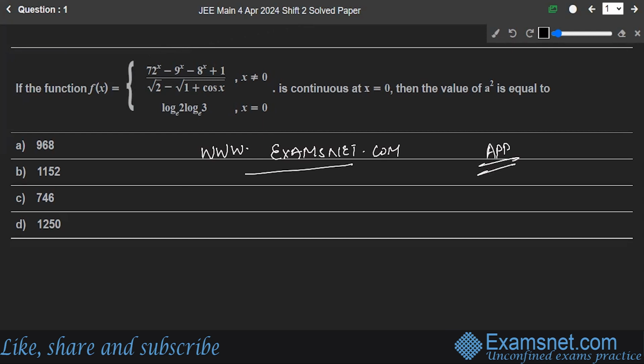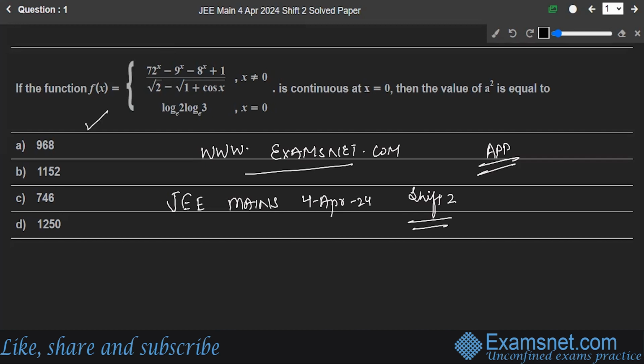So, students, today I'll be solving JEE Mains April 2024 shift 2 paper. I'll be solving the mathematics part in this particular video. So very best of luck. Let's start with question number 1.